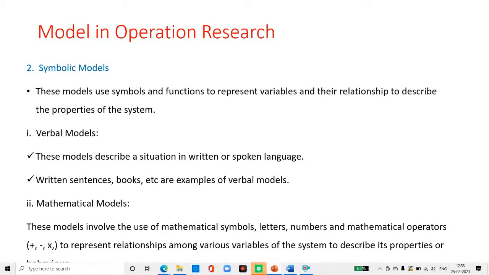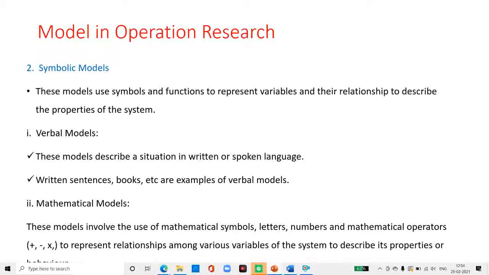The second model of operational research is the symbolic model. This model uses symbolic data, that is letters or numbers. Symbols means letters or numbers. This model uses letters, numbers and functions to represent the variables and their relationships to describe the property of the system. Symbols are also called variables. We apply functions on those variables or relationships to describe the property of the system.